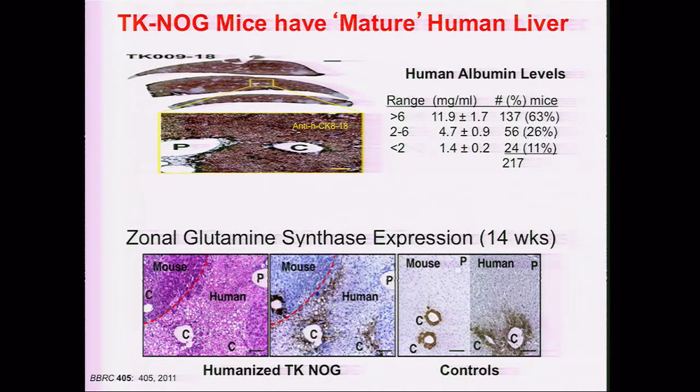So we make a high level of human reconstitution. Those of you who are interested in these things, we do get zonal expression of glutamine synthetase. For those of you who don't know what I'm talking about, don't worry, but we do get mature liver that recapitulates what goes on in humans.